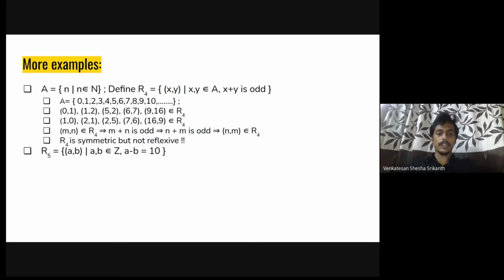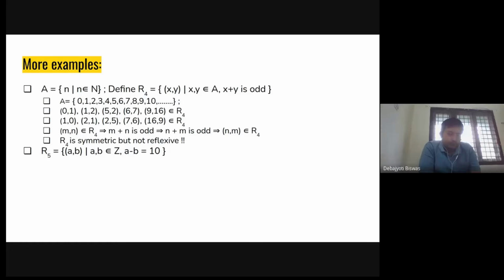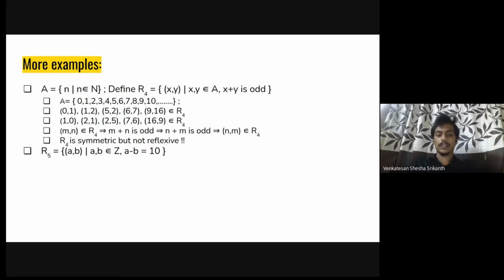So one more example. Let's take another example to get much clearer on what symmetric relations are. Here I define R5, a set of ordered pairs (a, b) such that (a, b) belongs to integers and a minus b is equal to 10. Okay, so we start by writing some elements, right?